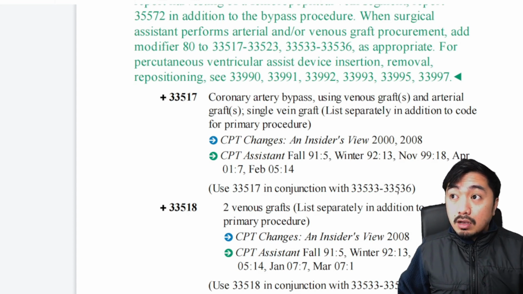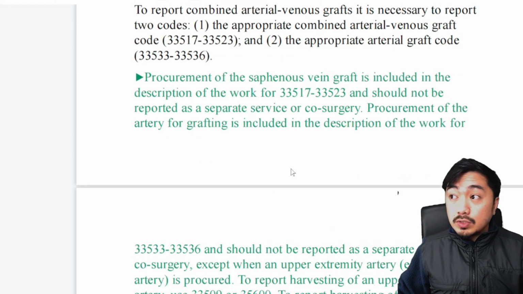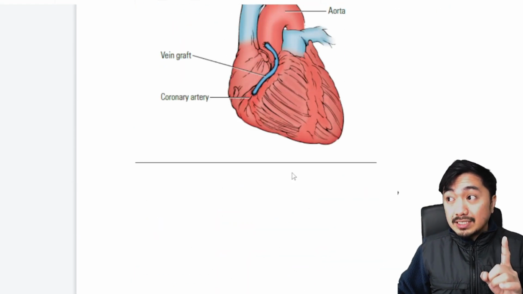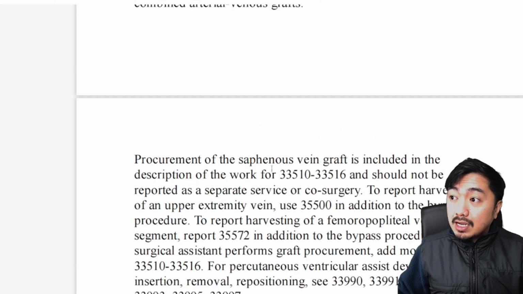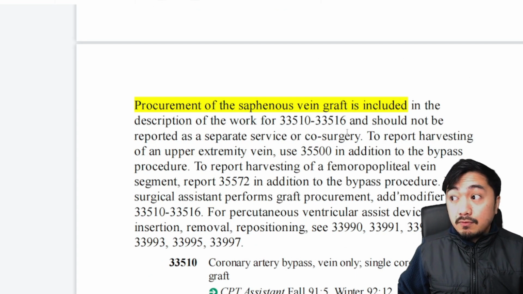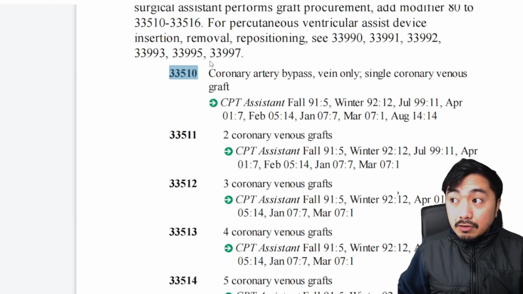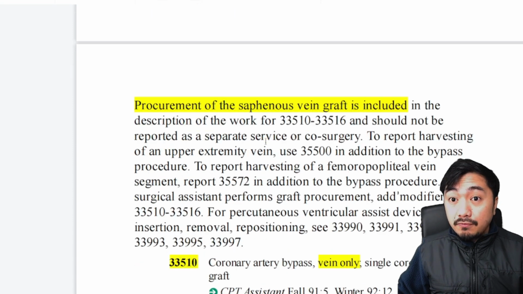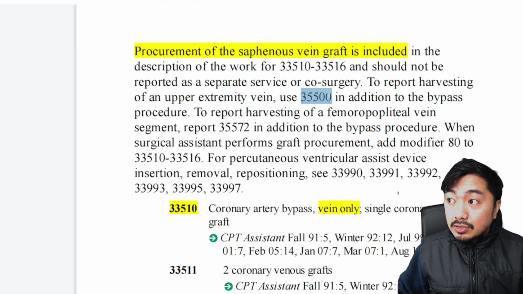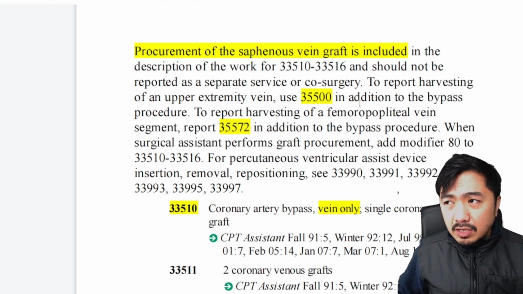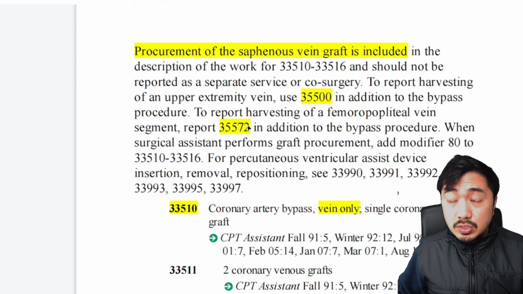In this case, I've mentioned earlier it's a saphenous vein graft that was used, right? So only one saphenous vein graft was used. So as you can see here, guys, procurement of saphenous vein graft is already included in the description of work for 33510. So you have 33510 here as your only code for this scenario that I've given, okay? So please take note of that. You don't need to code your saphenous vein grafting. But if it's other vein, other than your saphenous vein graft, you might want to use this 35500 or 35572, depending if it's an upper extremity vein or a femoral popliteal vein that was used, okay?